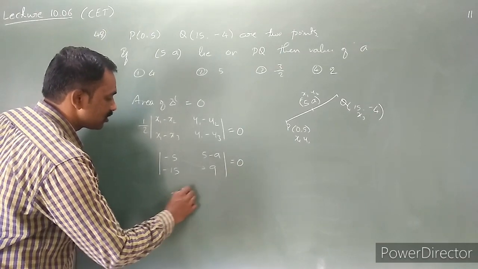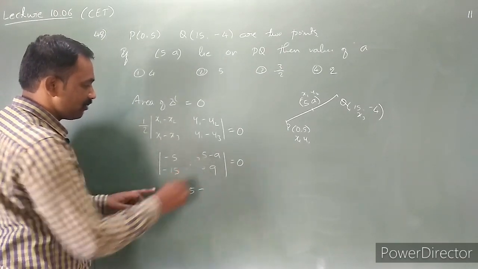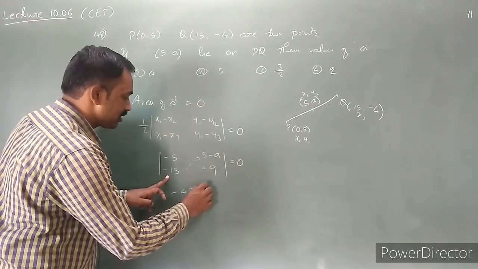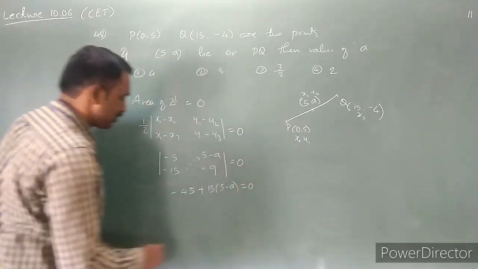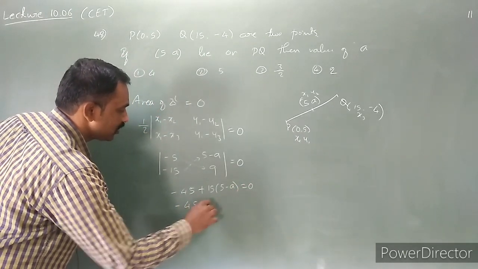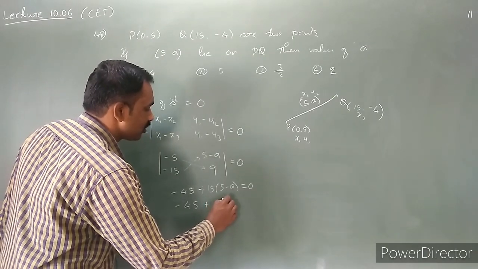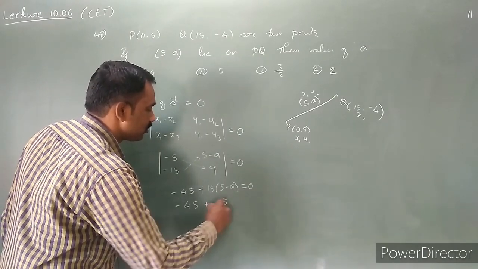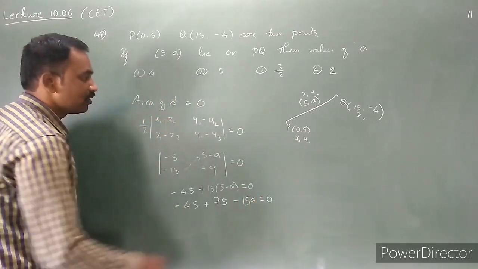Minus 5 into 9, that is nothing but minus 45. Here it is a minus. Remaining diagonal elements, here already minus is there, minus into minus 15. 5 minus 8 is equal to 0. Minus 45 plus 15 into 5, that is nothing but 75, minus 15, 8 is equal to 0.